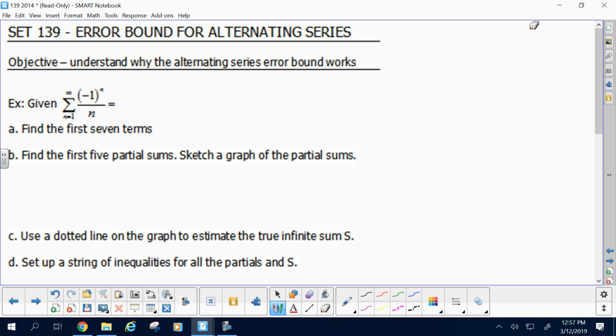Would you change this to n plus 1 up there? I would prefer it to be. Yeah, I think it goes better with notes. All right. Now, would you tell me what are the first 7 terms of this series? 1 over 1 or 1? And plus or minus? Minus 1 over 2, plus 1 over 3, minus 1 over 4, plus 1 over 5, minus 1 over 6, plus 1 over 7. Yay? All right. This will take a second, especially for you calculator-dependent turkeys, but would you find the first 5 partial sums?